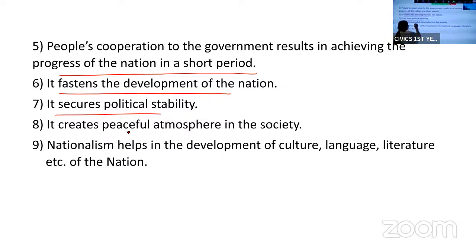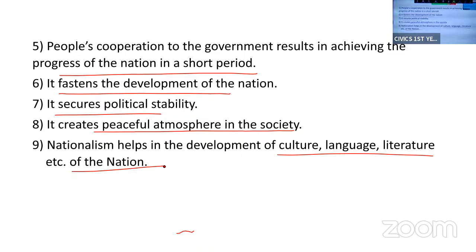The feeling of nationalism creates a peaceful atmosphere in the society. And it helps in development of culture, language, literature, etc. of the nation. So this nationalism, the love towards your country, will contribute to the development of your nation, your language, your culture, your literature. So that is the merits of nationalism.